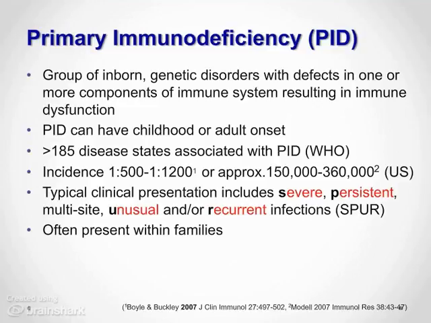PID can have childhood or adult onset. There are quite a variety of conditions, with more than 185 disease states associated with PID. The incidence ranges from 1 in 500 to 1 in 1,200 people in the United States, with many being undiagnosed. Typical clinical presentation can be described as SPUR: severe, persistent, unusual, and/or recurrent infections. And with the genetic nature of the disease, it is often present in families.